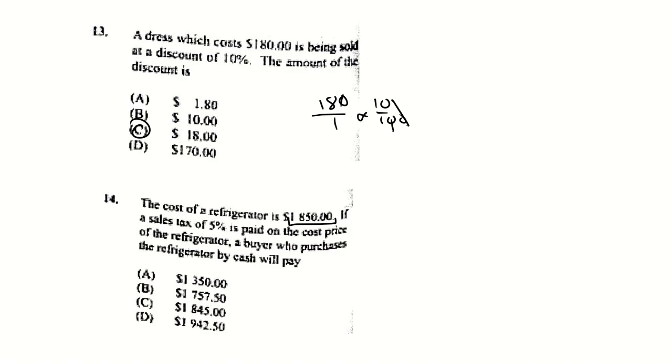is paid on the cost price. So they want to know how much the refrigerator is totally costing. It will cost more. So it cannot be A because 1350 is less than this. It can't be 1754.50 because it's less. 1845 is less than this. The only logical answer is D, and that is how you do number 14. Right? So instead of working it out, you just need to understand that the only possible answer is one that is more than the cost.